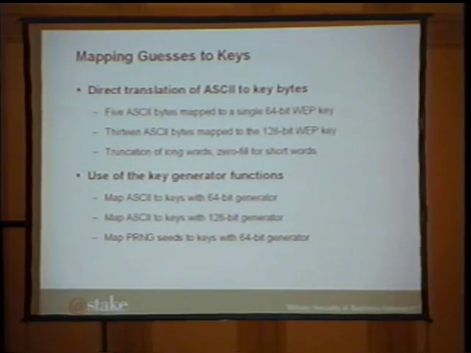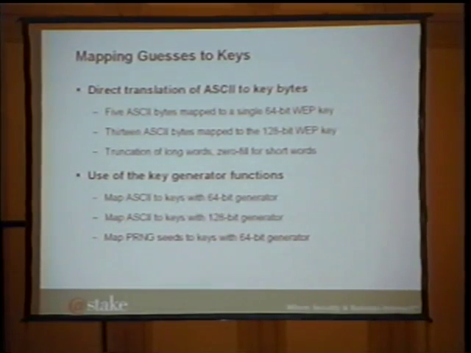So once we have these guesses, we have to turn them into keys. This can be done in a number of ways. In the simplest operation, you can take a guess, which is a word, and transform it directly to a key by doing nothing, just using it as a key. For example, when using 64-bit WEP, you need a 40-bit key. You can take the first 5 letters of any word and use that as the key. Or for the 128-bit variant, you need 13 bytes or 104 bits. And this is either done by truncating a long word or zero filling in a short word.